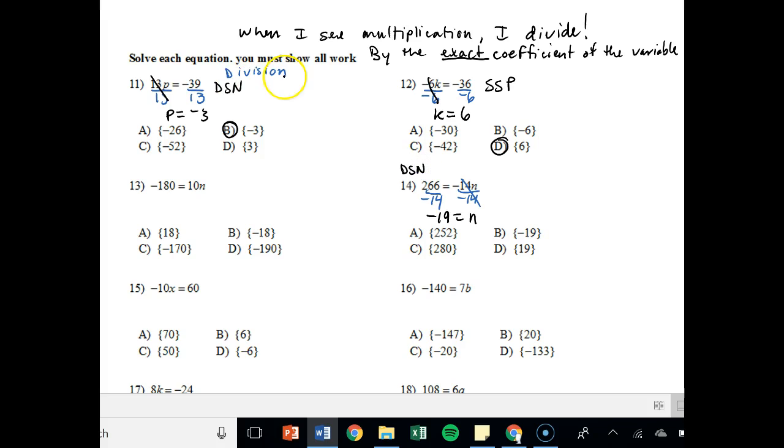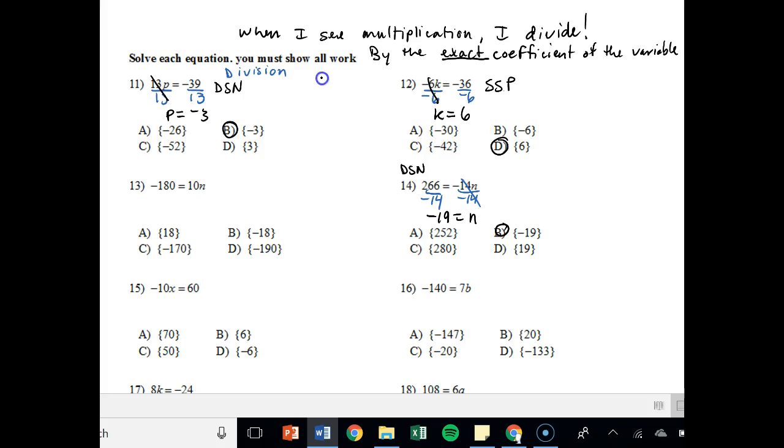So notice, on every problem, even on the front, I'm labeling what type of integer rule I'm using, and on every problem I have like p equals the number, or in this case, negative 19 equals n, right? But notice, if you don't use your integer rules, you're going to mess up, right? If you added 14 to both sides on this one, you could have totally thought that C was the correct answer, but that's not true. And again, you can get these by checking, right?